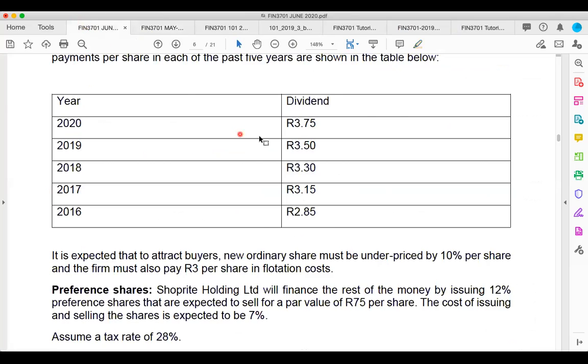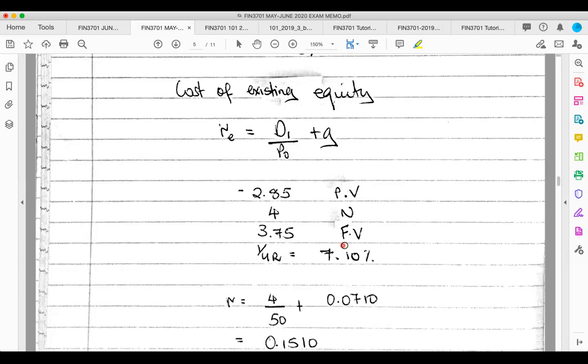3.75 is the most recent dividend from 2020. So we say 3.75, there is our future value. Then I over YR, interest per year, gives us 7.10%. So this is the growth rate.